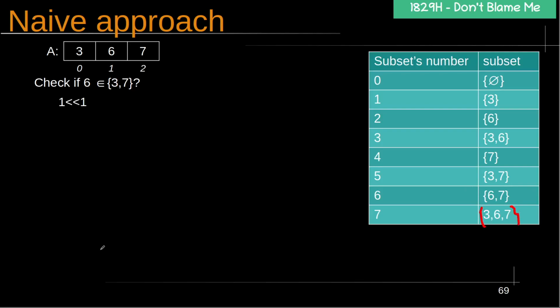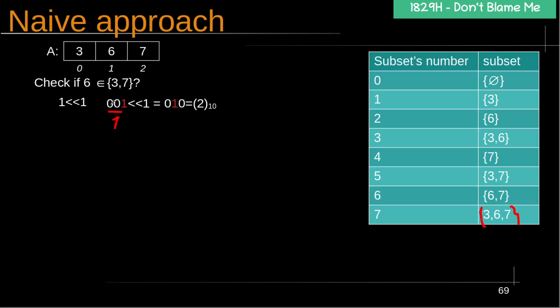Okay. How to do this? First, we're going to left shift 1 by 1 bit, which means we have the number 1 here. We're going to left shift it by 1 position to the left. So 1 will be here.